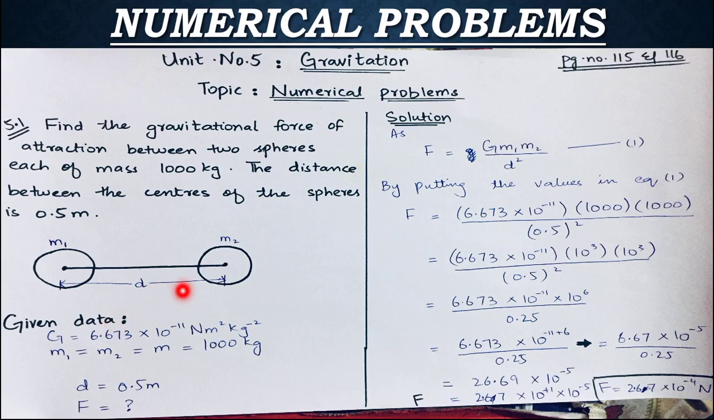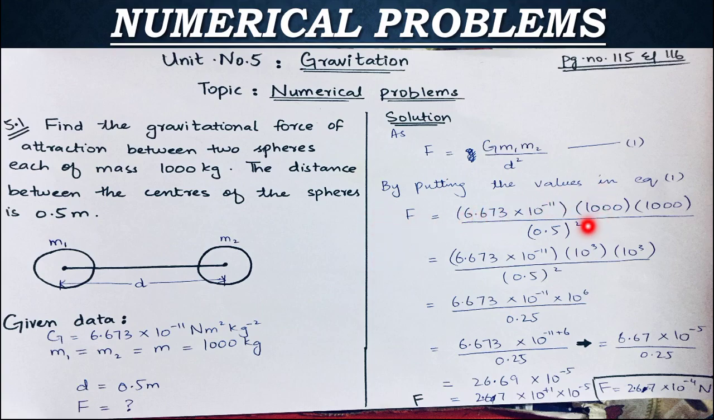As we know from Newton's law of gravitation, we can find out the gravitational force, which is F. The formula is F equals G m1 m2 divided by d square, where G is the universal constant of gravitation and its value is here. So by using this formula, we will put the values of G, m1, m2 and d from this data. The equation will be like this.